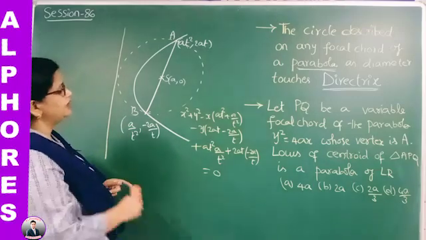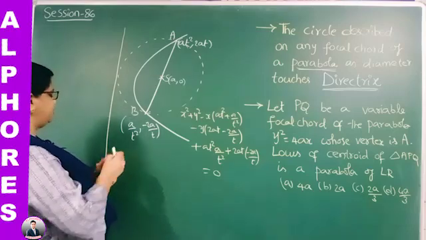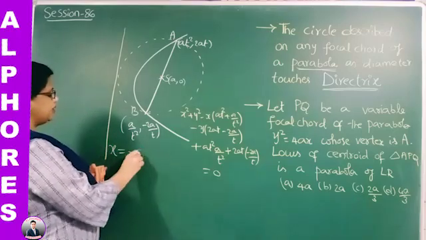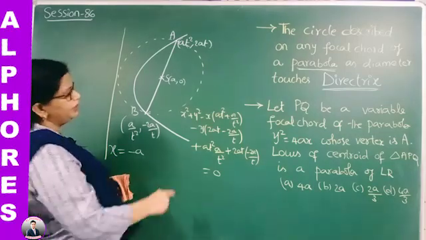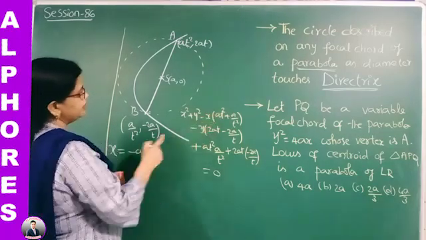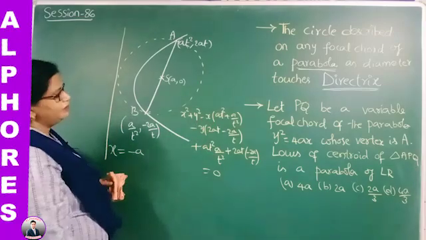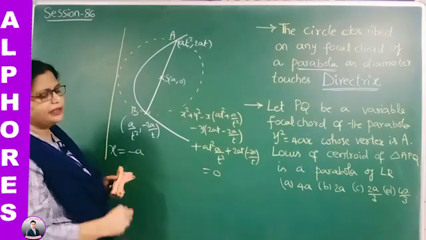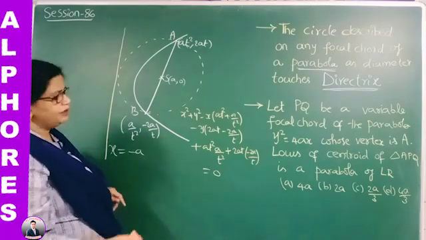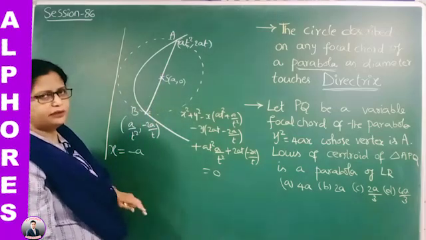Once you get this, the circle has to touch the directrix. Now the directrix equation is x = -a. So we check whether the perpendicular distance from the center of the circle to this line equals the radius or not, and if it is the radius, then we conclude the circle touches the directrix. So this is the direct approach. Even then you have to take the standard form y^2 = 4ax.